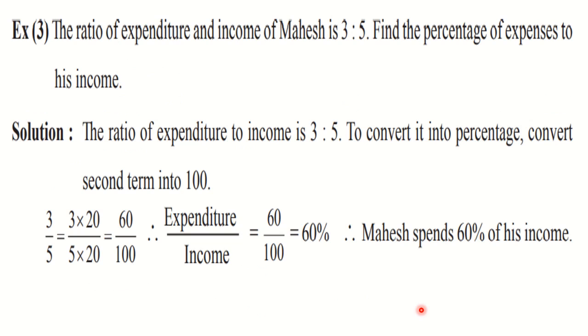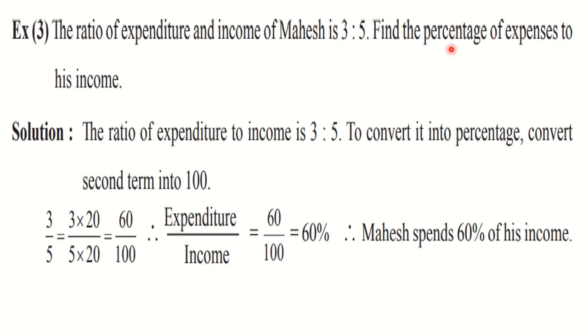Okay, let us go further. One more example. The ratio of expenditure and income of Mahesh is 3:5. Find the percentage of expenses to his income. The ratio is given, and whenever a ratio is given, you have to think of the common multiple. It doesn't mean that the expenditure of Mahesh is 3 rupees and the income is 5 rupees. It's not like that. It's a ratio. It has some common multiple.